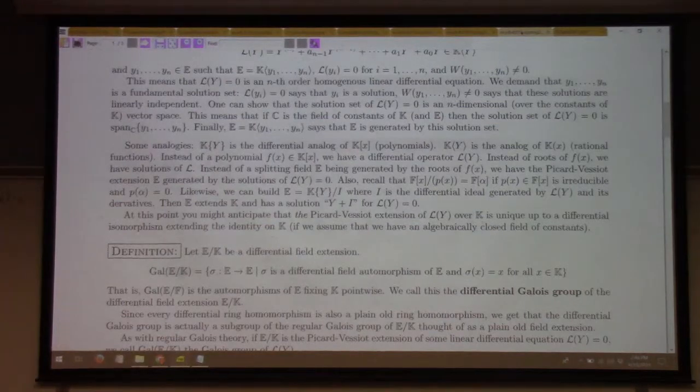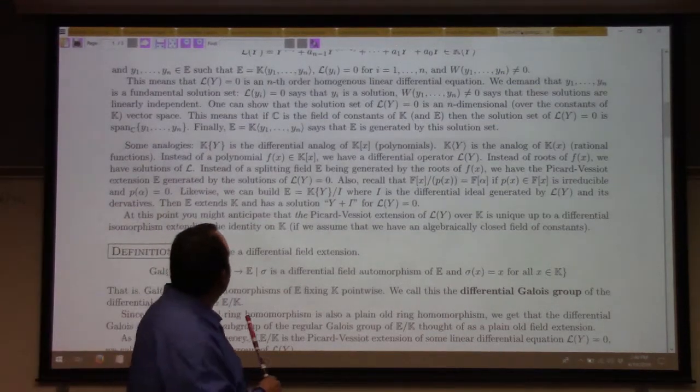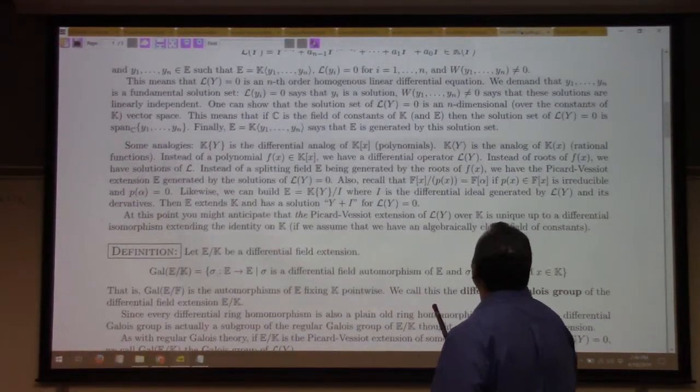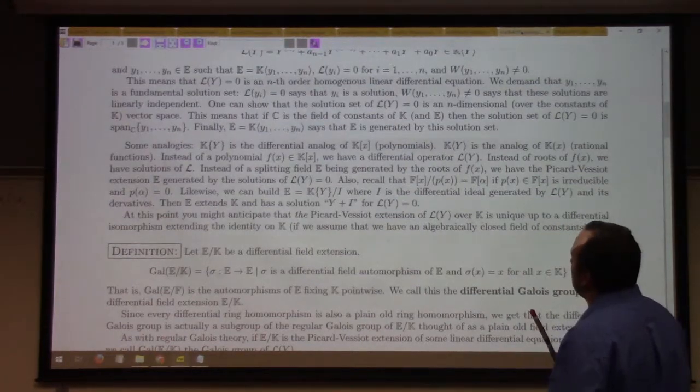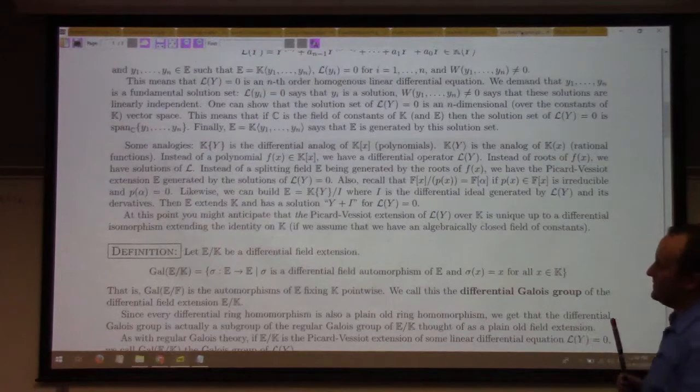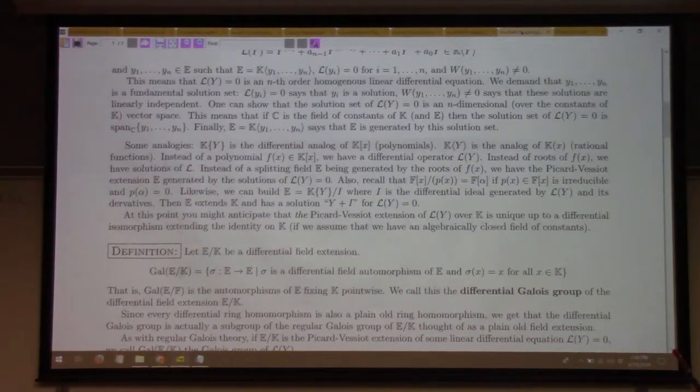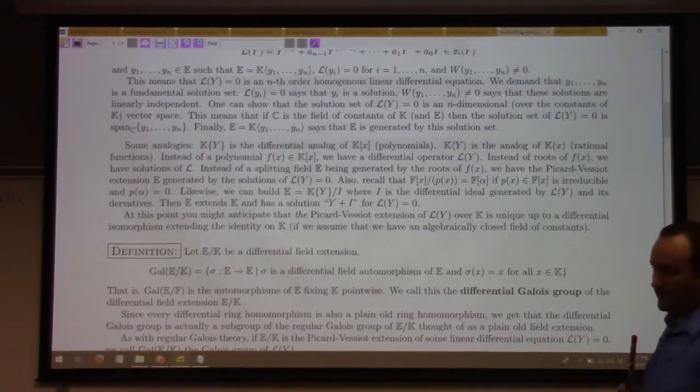Okay, so one can show that the solution set of L of y equals 0 is n-dimensional over the constants of K. And this means that if C is the field of constants, the complex numbers, then the solution set of L of y equals 0 is the span over the complex numbers of y1 through yn.